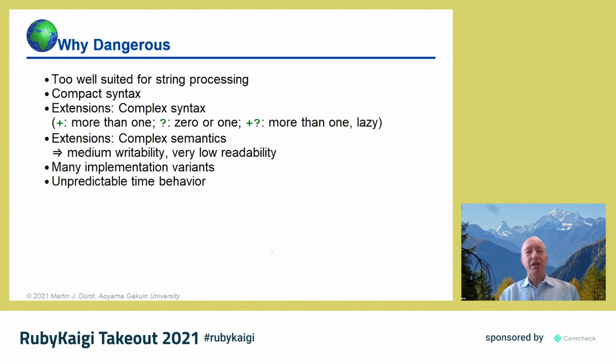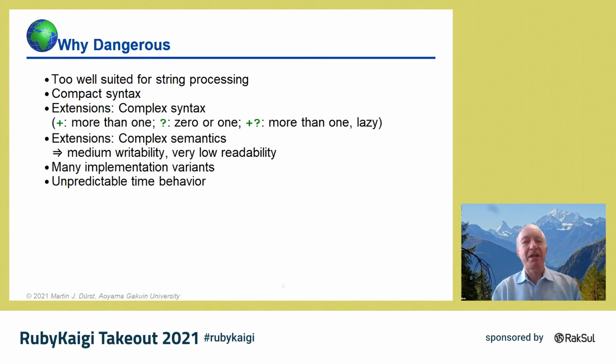Anyway, so why are regular expressions dangerous? First, they are too well suited for string processing. At some point, you start to like the hammer of regular expressions, and more things that are not nails start to look like nails, and you start to work with your hammer on these things and use regular expressions where maybe you shouldn't. The prime number example was definitely an example, but there are less obvious examples.